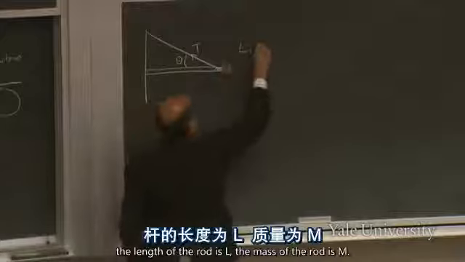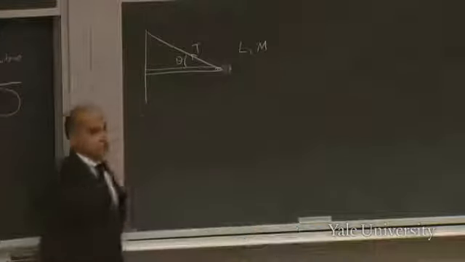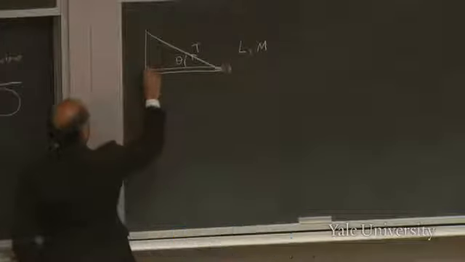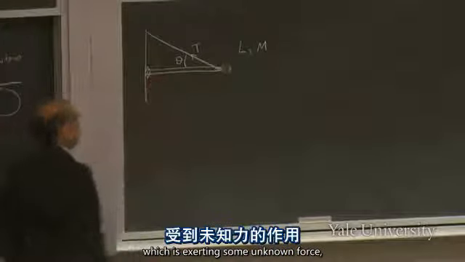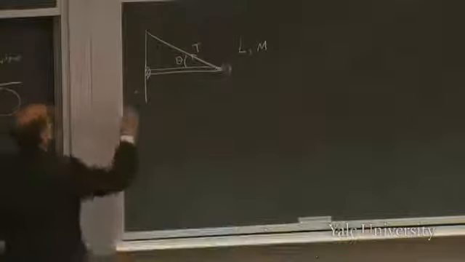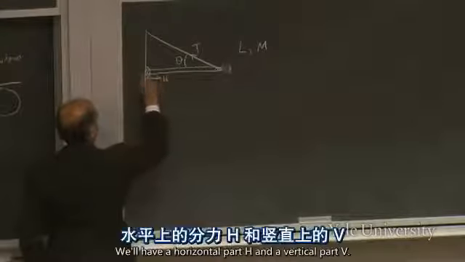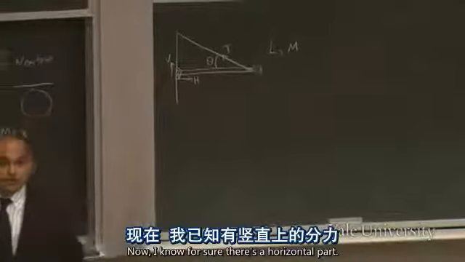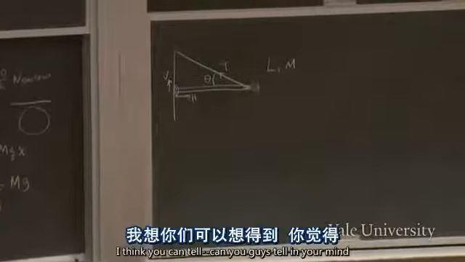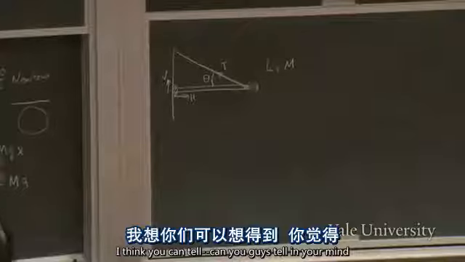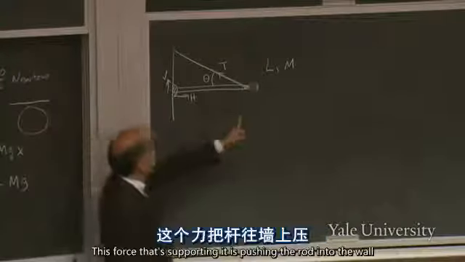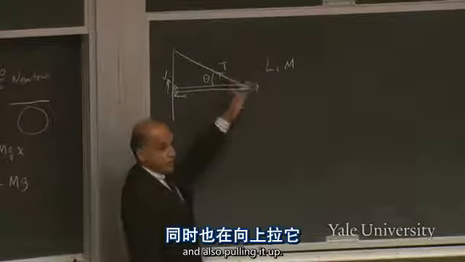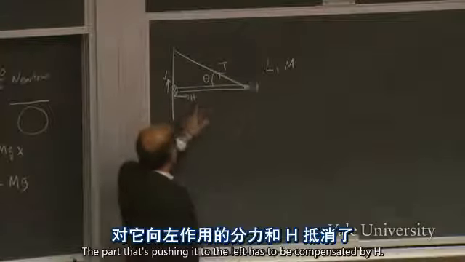The length of the rod is L. Mass of the rod is M. And at this end is some pivot which is exerting some unknown force which can have a horizontal and vertical part. It'll have a horizontal part H and a vertical part V. Now I know for sure there's a horizontal part. I think you can tell. Can you guys tell in your mind why there's a horizontal part? This force that's supporting it is pushing the rod into the wall and also pulling it up. The part that's pushing it to the left has to be compensated by H.